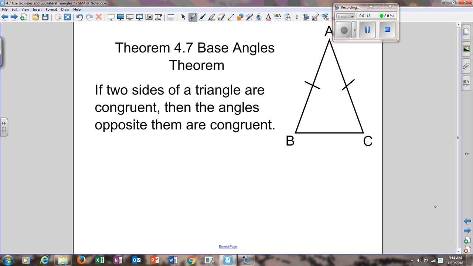Theorem 4.7 says, well, it's the base angles theorem, or BAT for short. If two sides of a triangle are congruent, then the angles opposite them are congruent. So that tells us that if we have these two sides congruent, then these two angles are also going to be congruent.